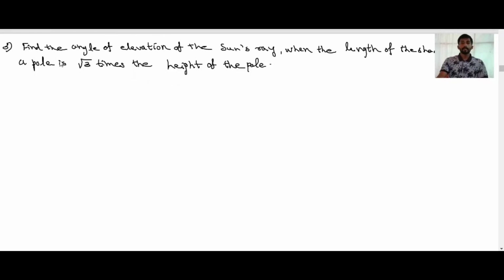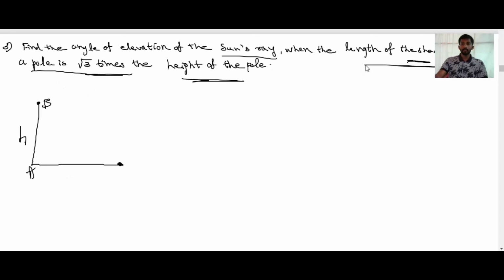See the next question, similar to the previous question. Find the angle of elevation of sun's ray. Okay. When the length of the shadow of a pole is root 3 times the height of the pole. Okay. Just to draw the diagram, you need to find angle of elevation of sun's ray when the length of the shadow of a pole. To get shadow, we need to have pole, right? Here, take one pole, name it as AB be the pole. Okay. Then see, I'm taking H be the height of the pole.